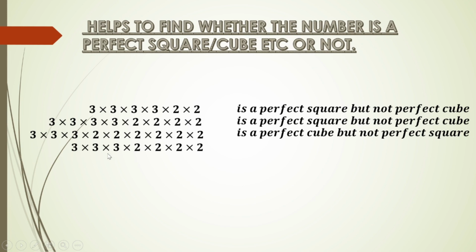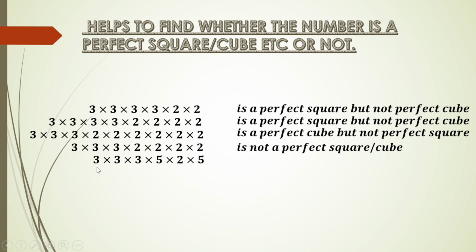Next, again, if we see this 3 3 2 2, it's not a perfect square. And for the cube, the frequency of 3 is 3 and the frequency of 2 is 4, so it's not a perfect cube. So it's not a perfect square and not a perfect cube. Okay, here again you can see because of 2 it's not a perfect square, and because of 2 and 5 it's not a perfect cube. So none of them.